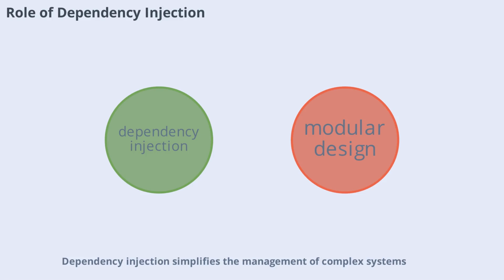Dependency injection simplifies the management of complex systems. By injecting session management components where they're needed, we reduce coupling and make the codebase easier to test and maintain. This approach is a best practice in modern Android development.